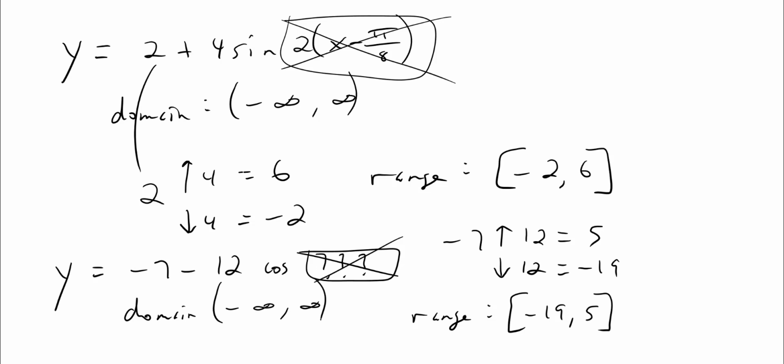All right, so sine and cosine, easiest of all the trig functions. So let's kind of move over to cosecant and secant. Let me just write that out. So y is equal to cosecant of x, and y is equal to secant of x.